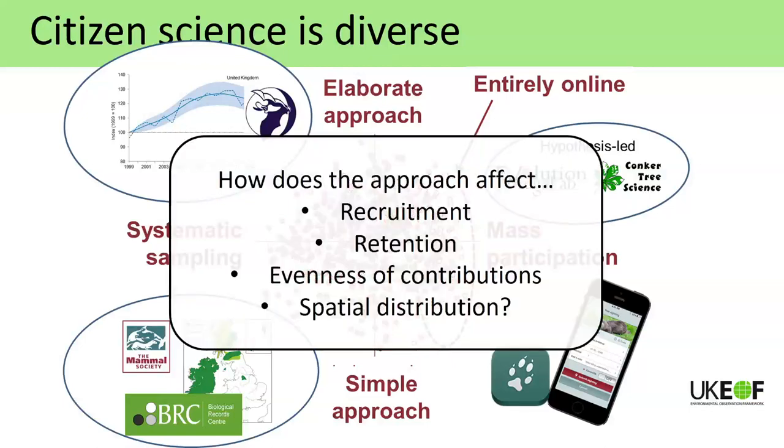But I think the big question is, so you've got this diversity of approaches, and I've said that it's important for citizen science to be used appropriately, but how do you know? How do you know what appropriate is? Well, I think we can make some guesses, but there's not actually much evidence for this. So I was interested in how these different sorts of approaches affect recruitment of participants, retention, the evenness of contributions, and also their spatial distribution.